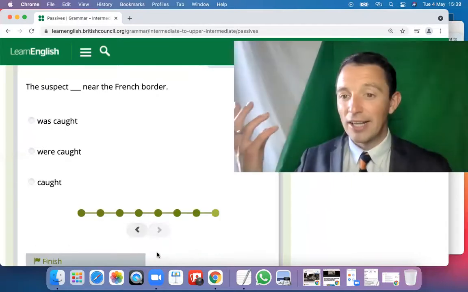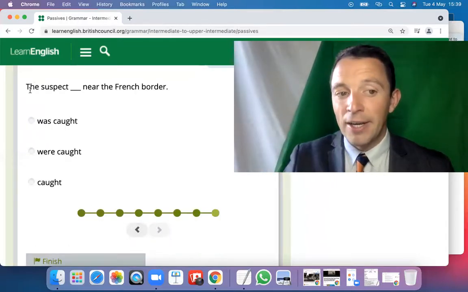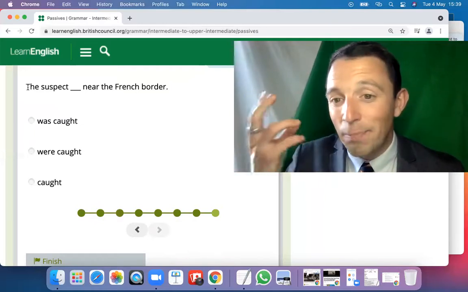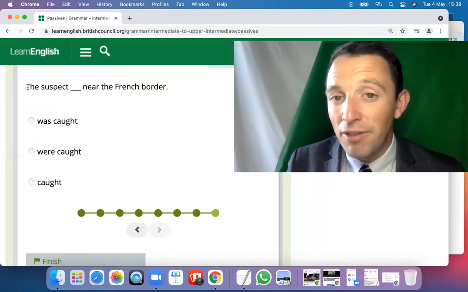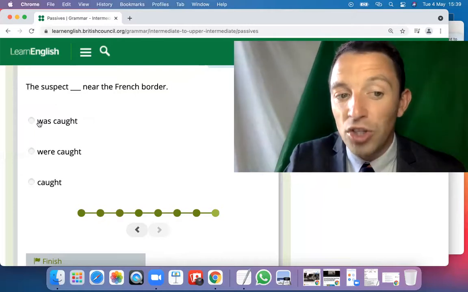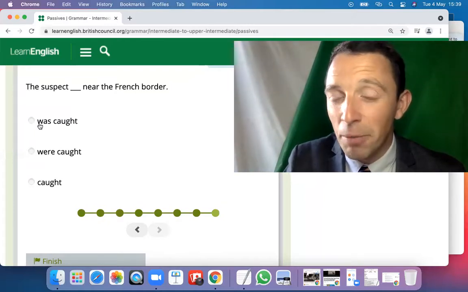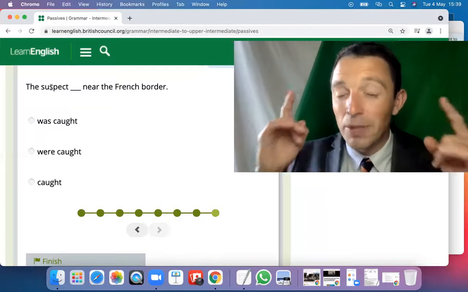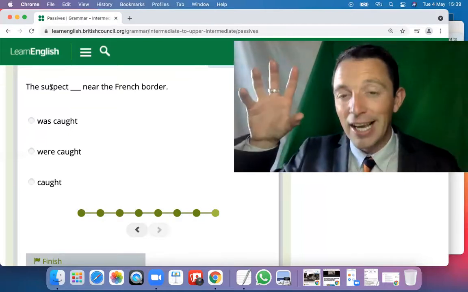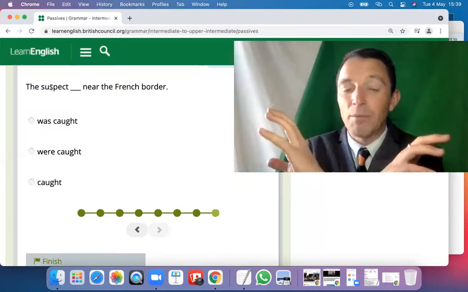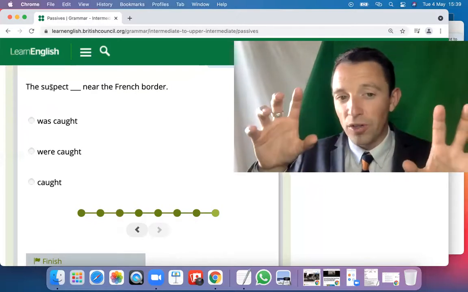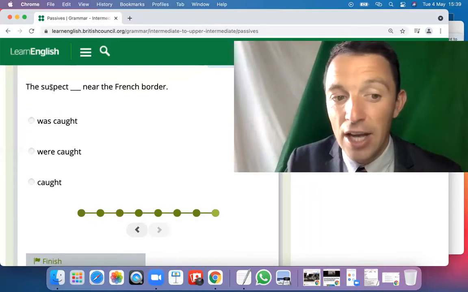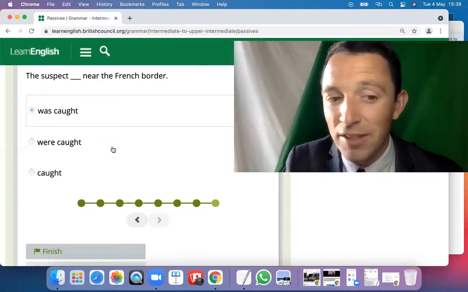Okay, and then the final example, the suspect, again, it's related to the crime and the police. So the suspect is the person that people believe may be involved in the crime. So the suspect was caught. That's a possible structure for the passive with the verb to be plus the participle near the French border. So probably this is a passive because the police catch the suspect. But here we have the suspect was caught by the police. And again, we don't need to specify the police in the sentence. So for me, the first option is a definite possibility.